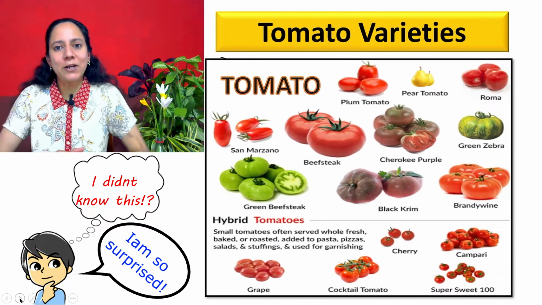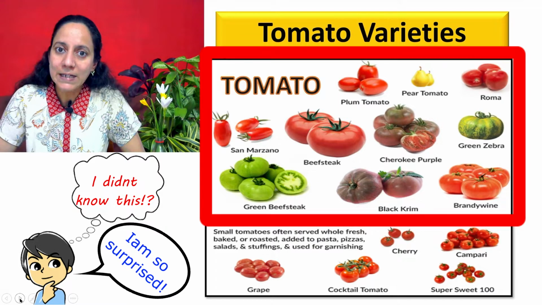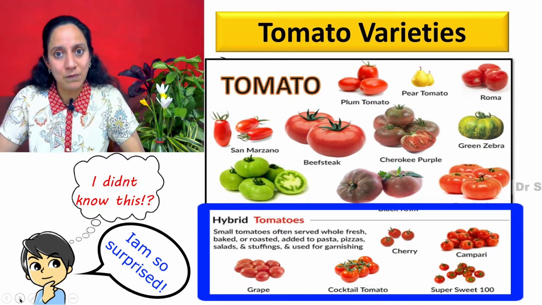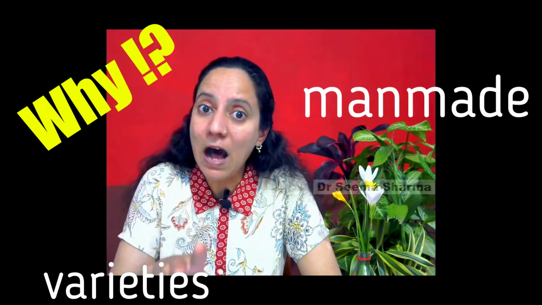Similarly, tomato also has a number of naturally occurring varieties and a few scientifically developed ones. So, isn't it interesting, students? In this video, we are going to see exactly why these varieties came into being and how they are developed. Are you ready, viewers? So, let's learn biology.